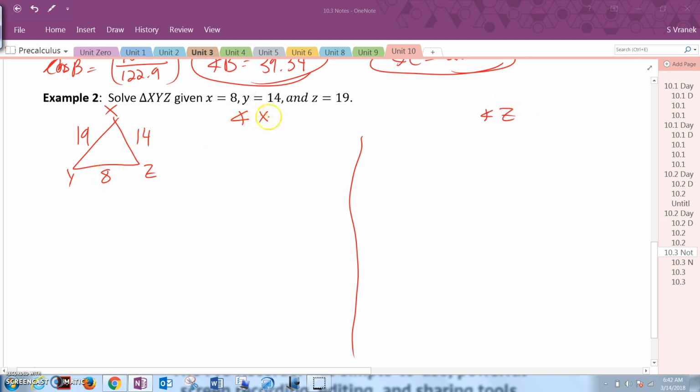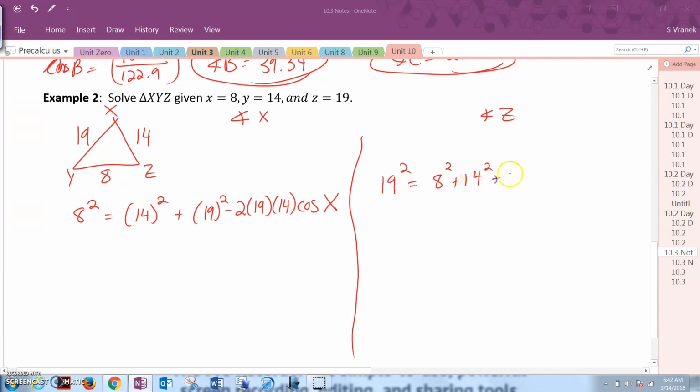So if I'm setting up for angle x, that means that I have to put side x first. So side x squared equals the other 2, y and z squared, minus 2 times those numbers, cosine of x. Over here, if I want z, z is the thing on the outside of the equal sign. The other 2 numbers are there. 8 squared plus 14 squared, minus 2 times those 2 numbers, cosine of z.